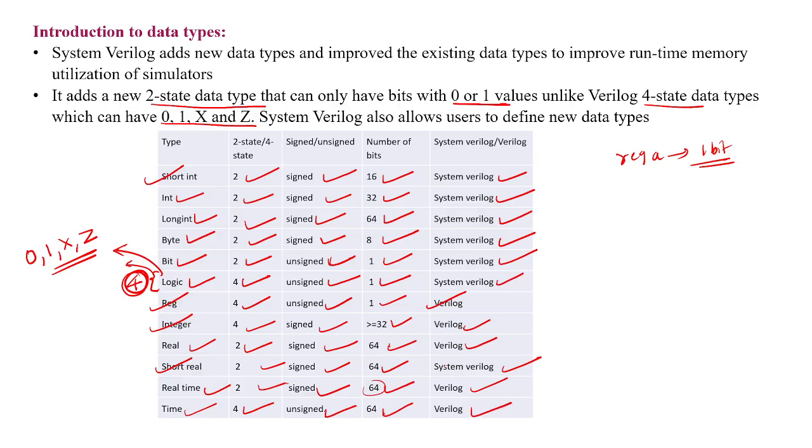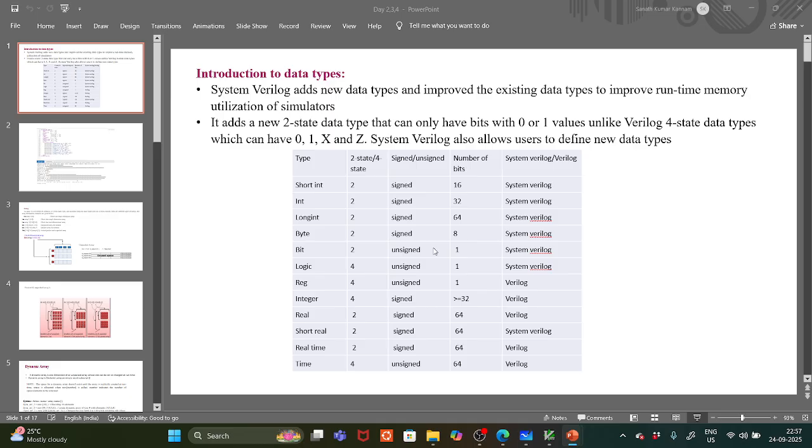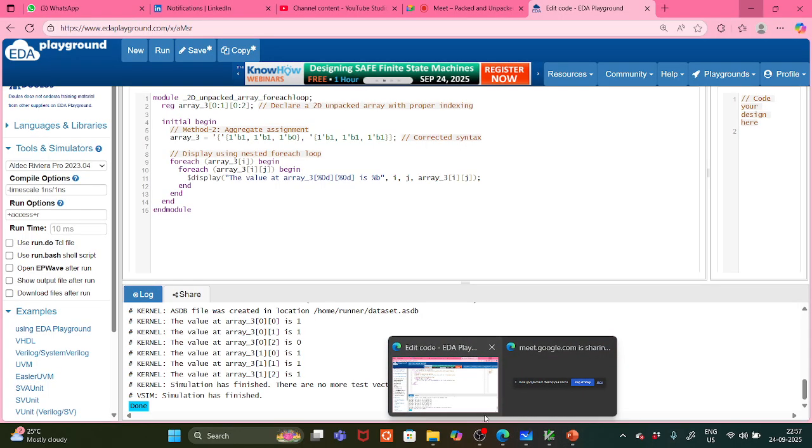So these are the basic data types present in Verilog and SystemVerilog. These data types are used in SystemVerilog, and these data types are used in Verilog. Okay, now I want to tell you about the summary of these data types.